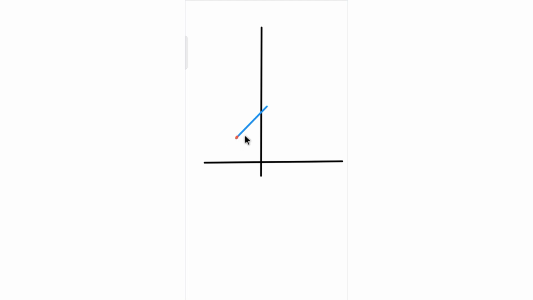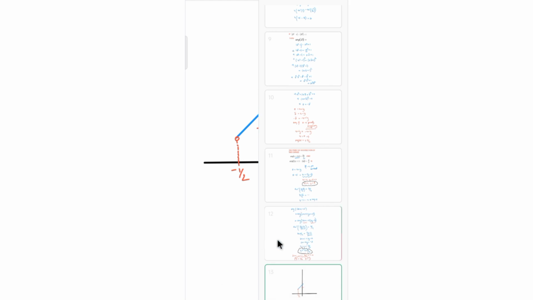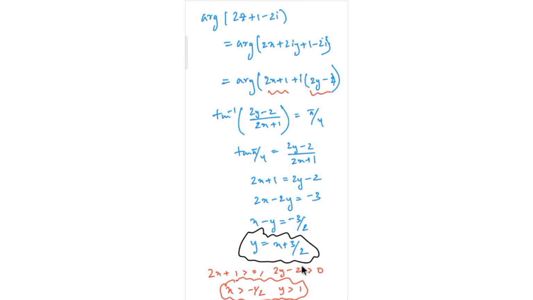And this is a circle, there is no dot here because x should be greater than minus 1 by 2, it's not less than minus 1 by 2. So from here we must plot. This is the line y is equal to x plus 3 by 2, where x should be greater than minus 1 by 2 and y should be greater than 1, that is this.